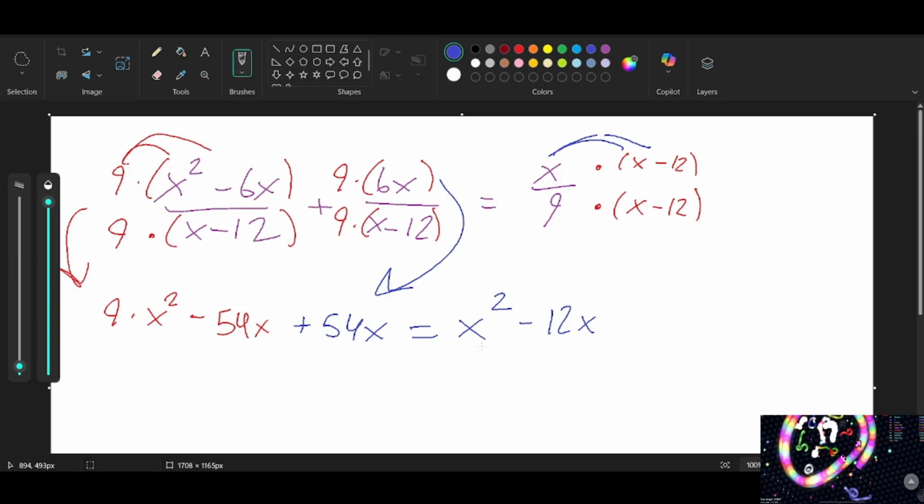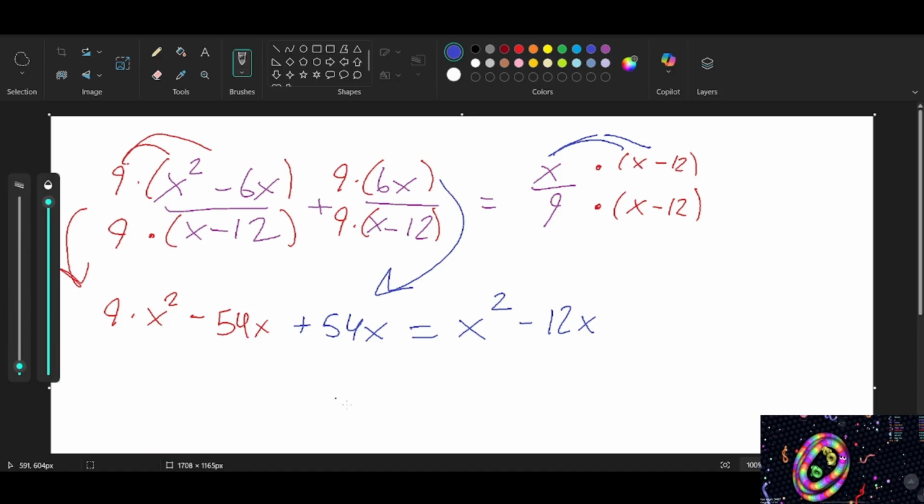So now I've got this problem where I gotta get x by itself. But I've got x squareds in here too, so I can't just get x equals a number like I could in that fidget spinner problem that I talked about in the other video.